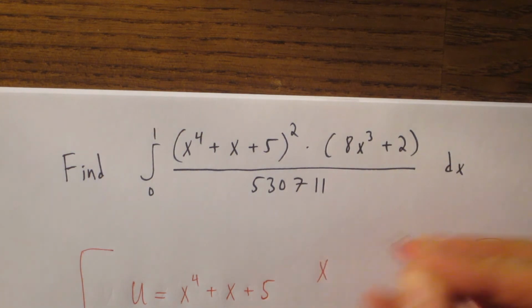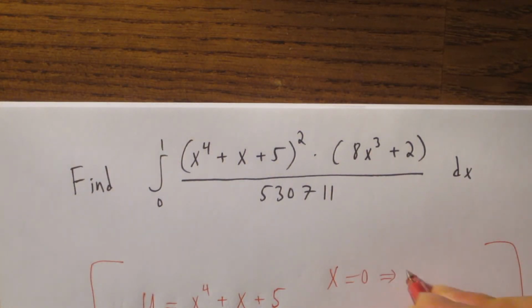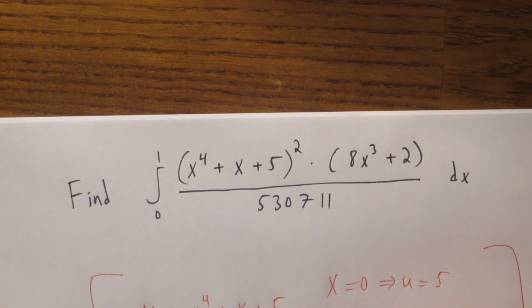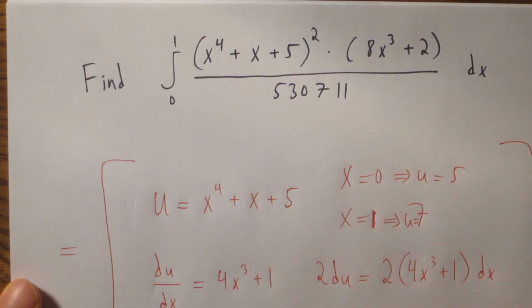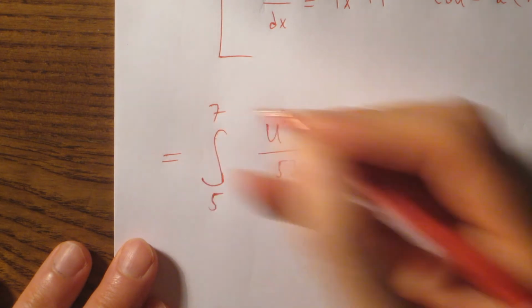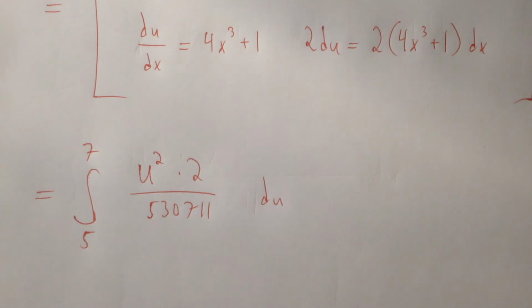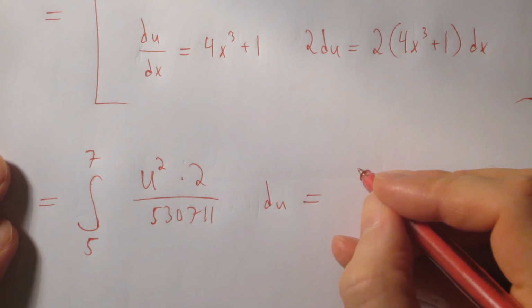Now, you must also translate the limits of integration. So let's do that. When x is 0, u is 0 plus 0 plus 5. And when x is 1, u is 1 plus 1 plus 5, that's to say 7. So the new limits of integration are 5 and 7. It's kind of easy to forget to translate the limits of integration, but it's of course crucial to do it. Now the rest is simple.